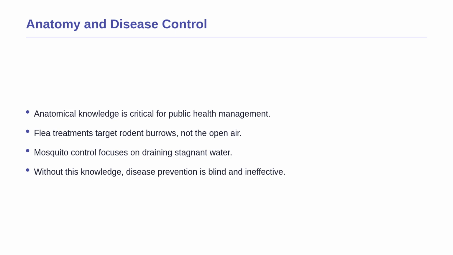For example, knowing that wingless fleas live in the nests of rodents allows us to target our chemical treatments directly at rodent burrows, rather than uselessly spraying the open air. Similarly, understanding that flying mosquitoes require stagnant water for their larval stage allows us to use cultural control methods, like draining puddles, to break their life cycle.